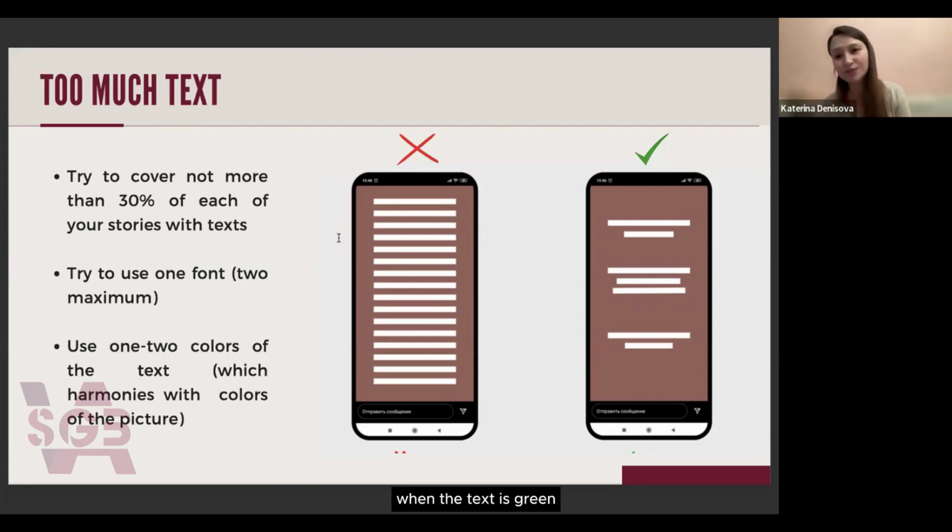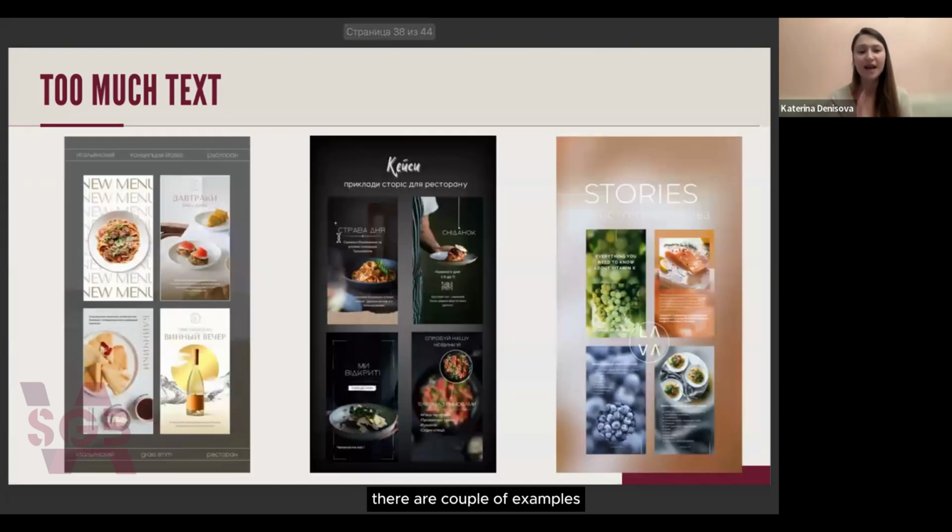When the text is green, brown, violet or pink, it might be difficult to understand what's written here. So please try to use black or white colors when you publish your stories. There are a couple of examples. You can see there is not a lot of text on the stories.